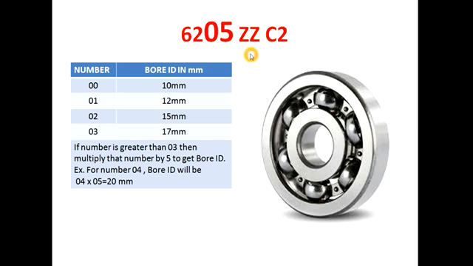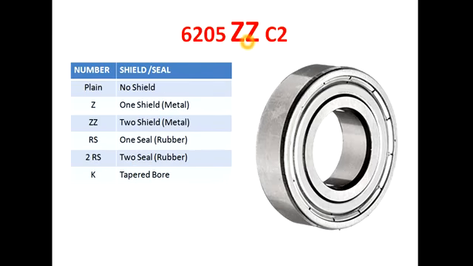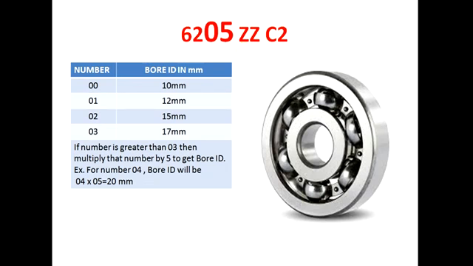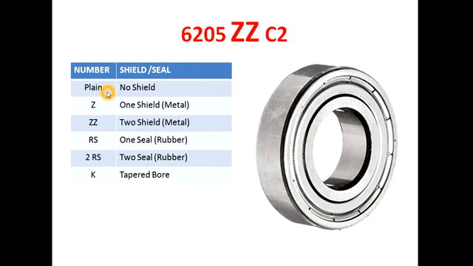Now we will move to the next number or digit. So here this number or digit indicates the shield or type of shield. So if nothing is mentioned here, then it indicates no shield. This is the bearing like this. This bearing has no shield. If single Z is mentioned in this bearing number, then it indicates one shield, and that shield is of metal. And if double Z is mentioned in the bearing, then it indicates shields on both sides of the bearing.